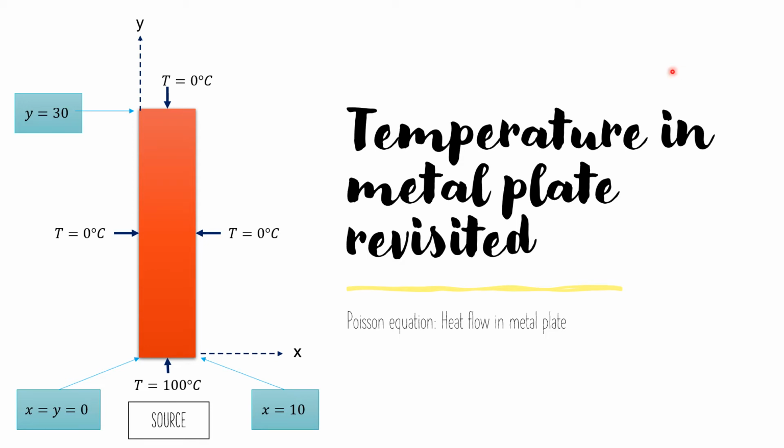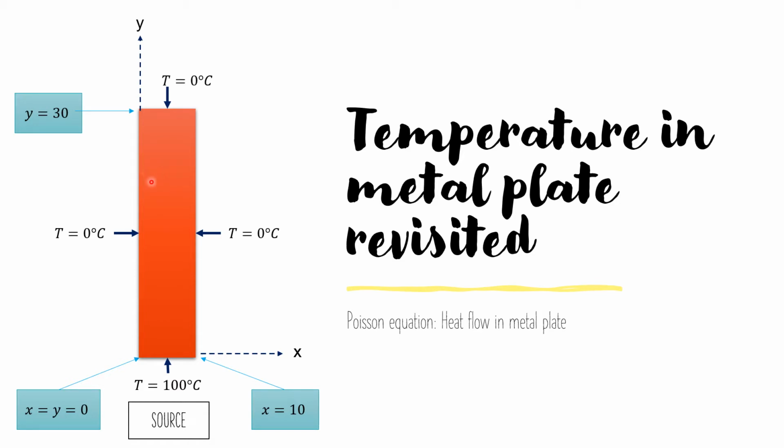Hello everyone. So in the previous videos, we have talked about the Laplace and the Poisson equations. We have actually spent quite some time discussing the Laplace equation. And then we took the example of the temperature in the metal plate, where at one end you have a temperature of 100 degrees Celsius, and the sides here are insulated, so they are at 0 degrees, and the temperature is going to be going this way.